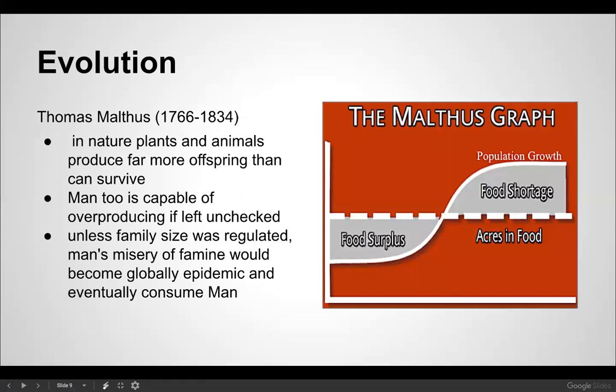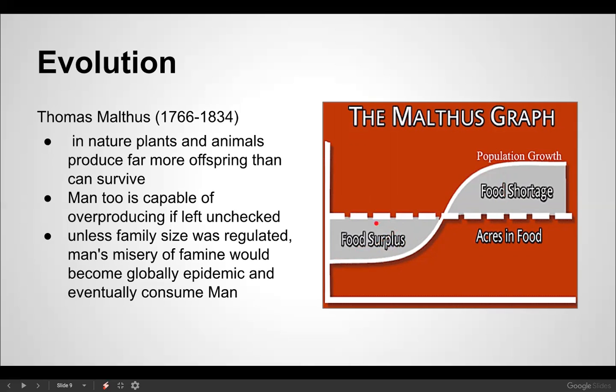Thomas Malthus was an economist, and he said that in nature, plants and animals produce far more offspring than actually can survive. Man, too, is capable of overproducing if left unchecked. Unless family size was regulated, man's misery of famine would become globally epidemic and eventually consume man. In other words, if we look here, here's the carrying capacity of the planet. If the population goes too high, we're not going to have enough food.